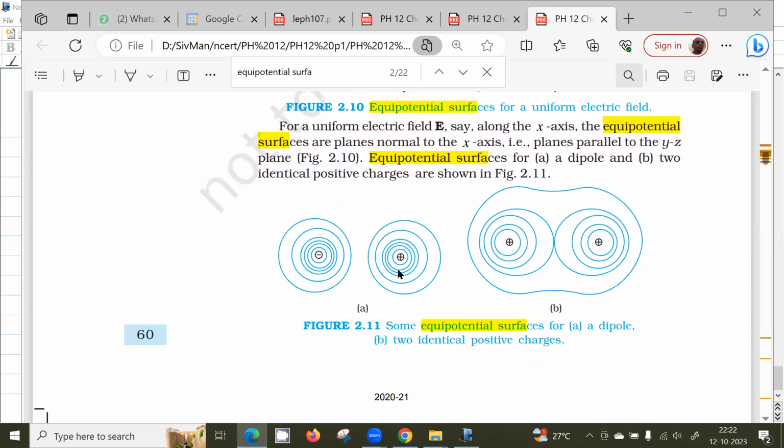But if you take this sort of a dipole, here you can see the equipotential surfaces. They are close nearby, so the electric field is more here. As you go farther away, the equipotential surfaces are far away. So here the electric field is less.